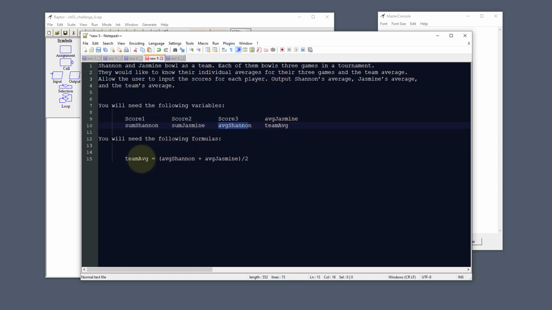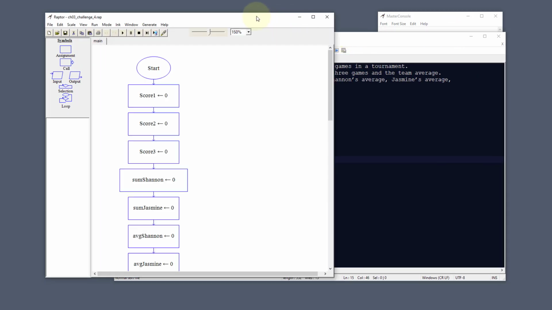The team average is going to be equal to the average of Shannon and the average of Jasmine divided by 2. If we added a third person, we would need to add an average and a sum of that person, and then we would need to change this calculation to 3. But in this case, we're just going to do 2.